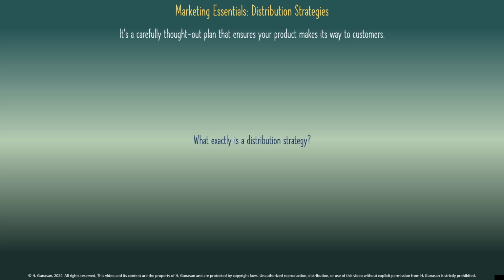Let's start with the basics. What exactly is a distribution strategy? In its simplest terms, it's a carefully thought-out plan that ensures your product makes its way to customers who need it, while guaranteeing their satisfaction with not only the product itself but the entire experience of acquiring it. It involves making smart and strategic decisions about key areas such as logistics, transportation, and which sales channels to use to ensure maximum reach and efficiency.